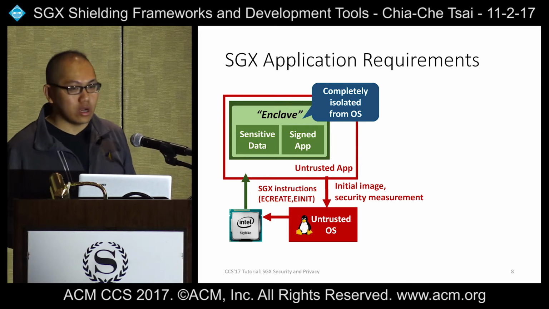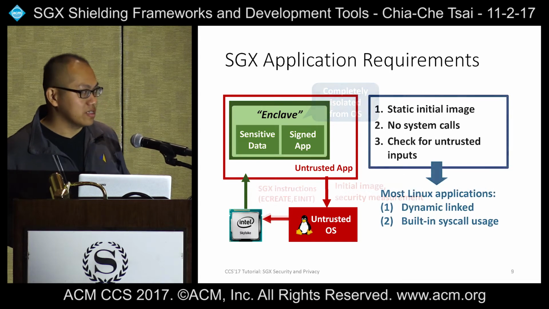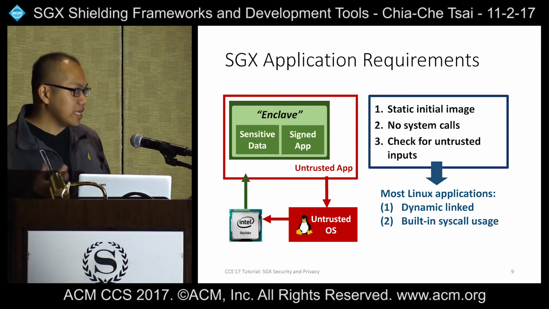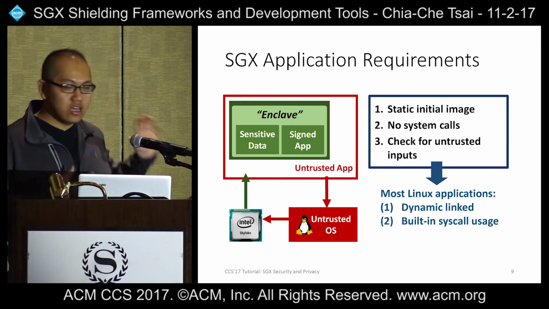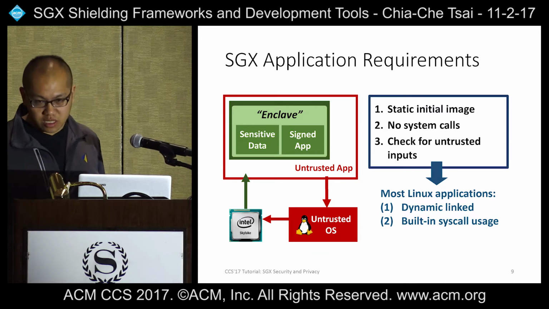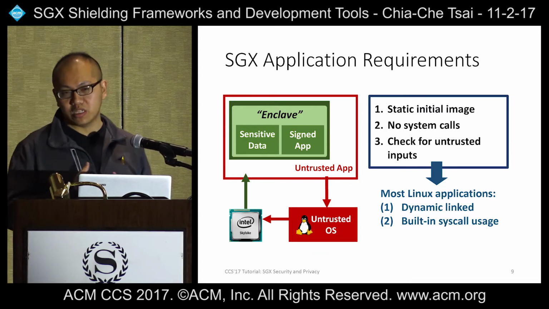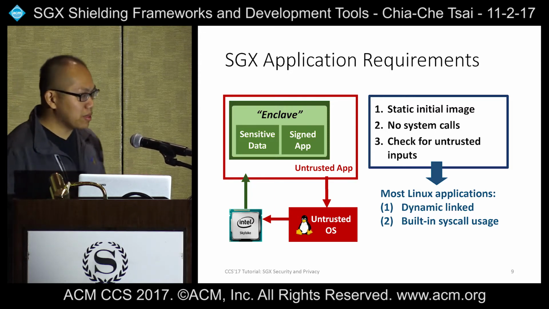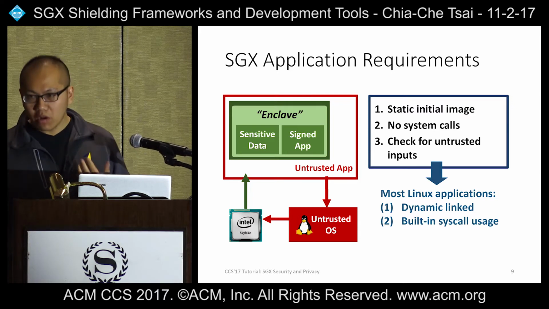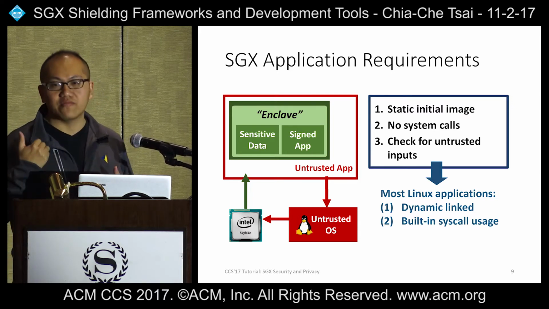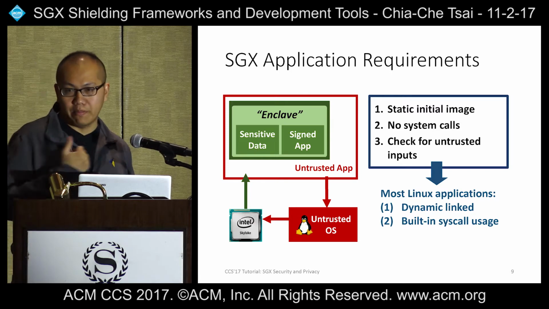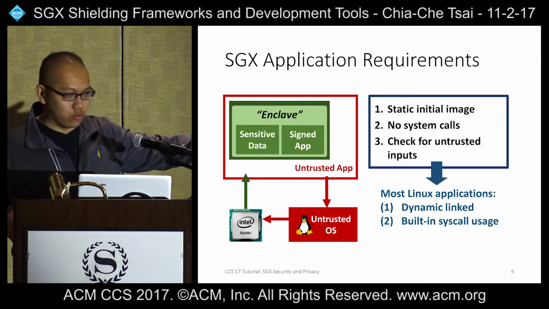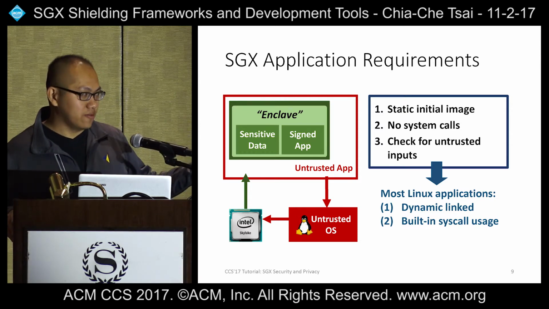But in these cases, there are 3 requirements you have to satisfy. First, you need to have a static initial image, so you can sign it, and you will have a static signature. Second, you cannot make any system call, because an enclave is supposed to be completely isolated from the open system, so they basically forbid any system call instruction from happening inside the enclave. But third, if you really want some system call, you can jump out of the enclave as you want, but when you do that, you have to make sure you check the untrusted input when you come back from the untrusted open system.